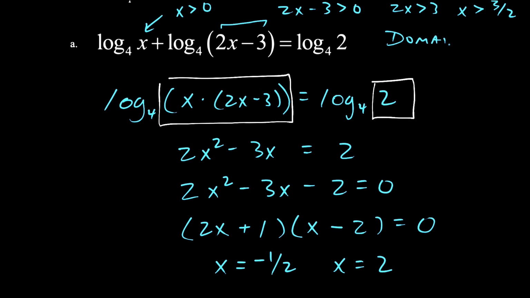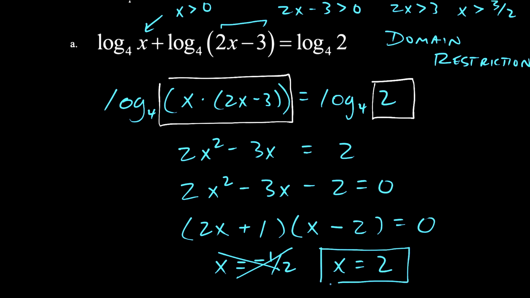So if we get an answer outside that domain, we can't use it. So here where we see x equals negative 1/2, we can't use it. It's an extraneous solution. But x equals 2 meets our domain restrictions, so that is our final answer.